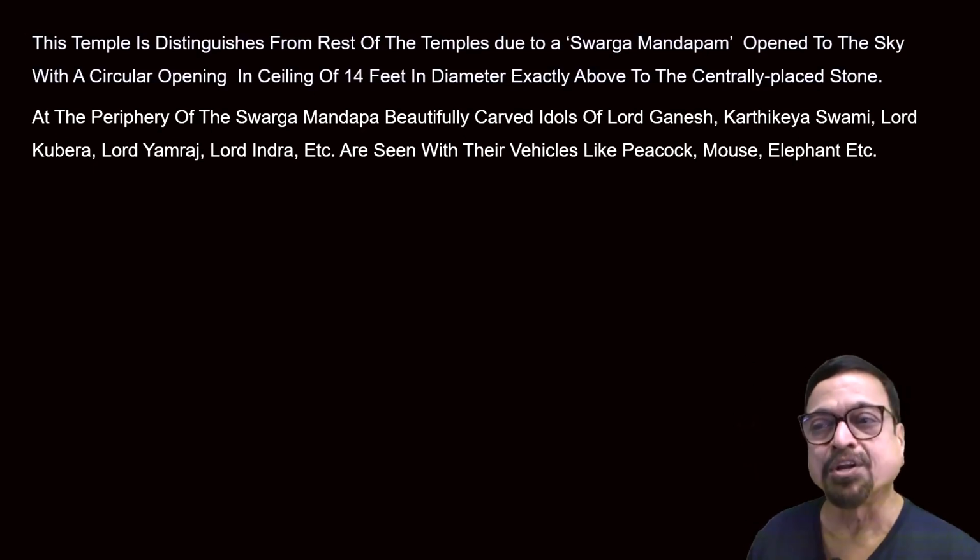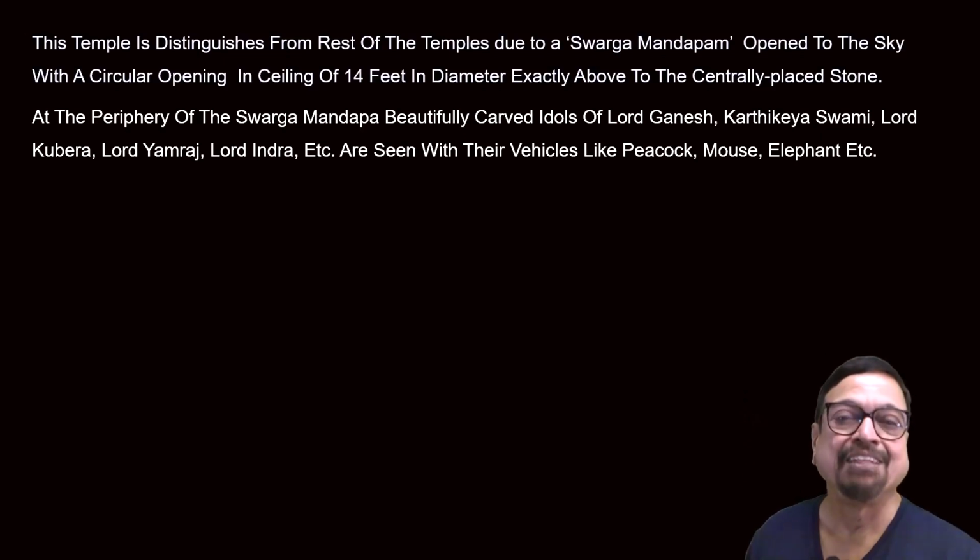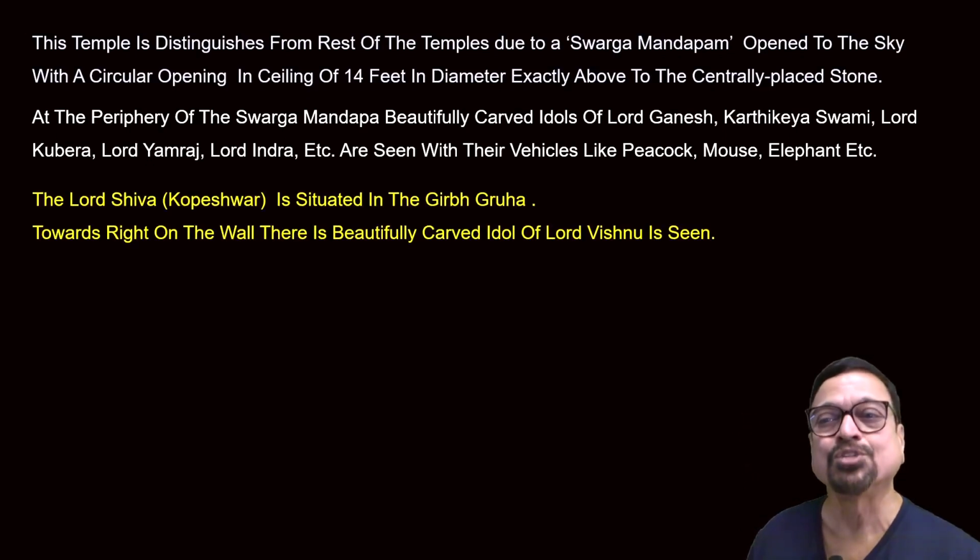The periphery of the Swarga Mandapam is beautifully carved. There are idols of Lord Ganesha, Kartikeya, that is Kartik Swami, Lord Kubera, Lord Yamaraja, Lord Indra, and others. They are all seen with their vehicles, like peacocks, mice, elephants and many more. Most of the deities are present, and when you look up at the opening, you feel that from Swarga, that is heaven, these gods are looking at you or blessing you. That is the glory of this temple.